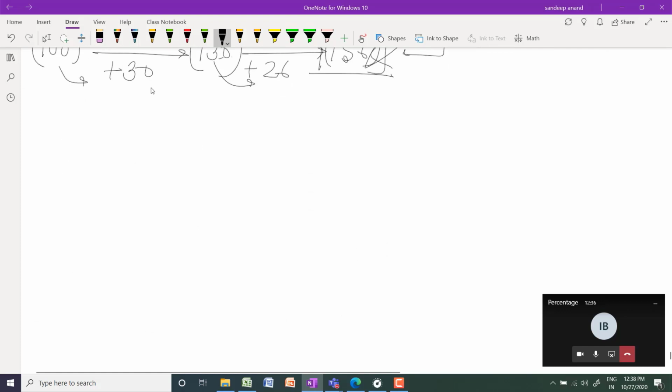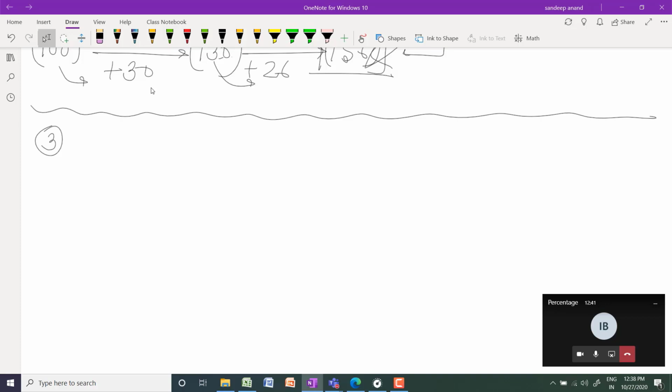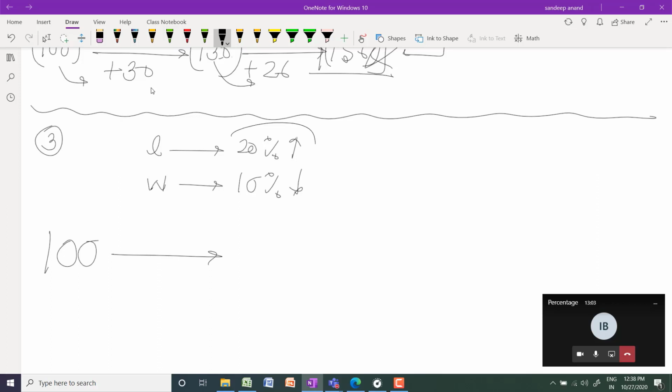Okay. Now the third question. Now I want to tell you this question again but in a different form. In this case length is increased by 20%, but width is decreased by 10%. Here, not both values increase; one value increases and the second value decreases. Then how can you solve this problem? So initially let the area be 100. Now suppose I am taking this first. 20% increases the length. So 20% of 100 is what? 20. So you need to add both values. 100 plus 20 gives 120.